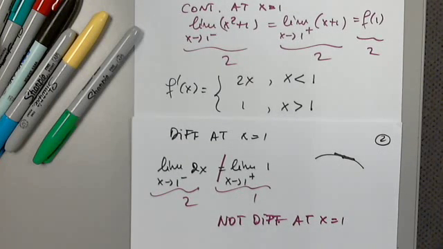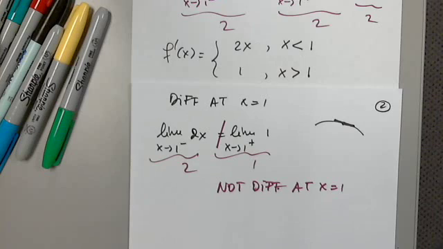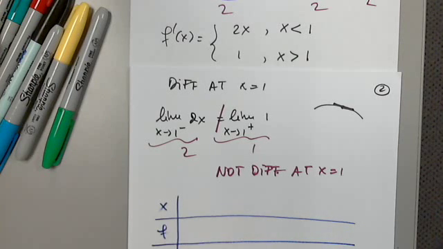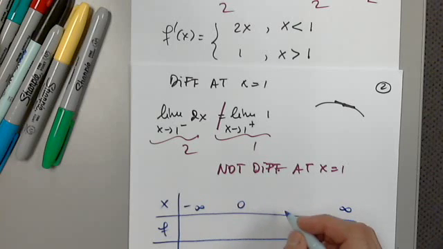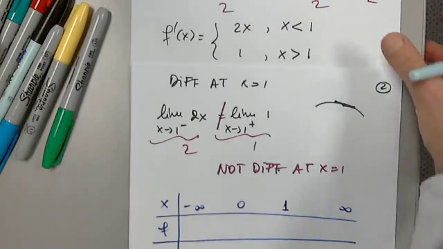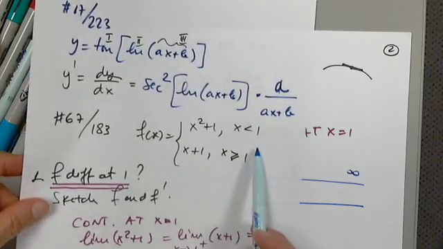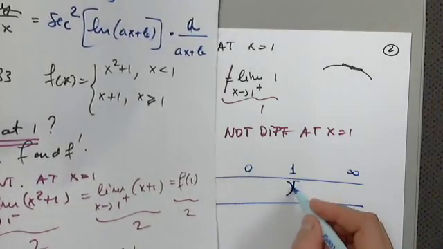Now they are asking us to graph these two functions. They are both piecewise defined functions, and I recommend the following chart. This for f and this for f prime. And negative infinity to infinity, obviously. 1 must be in the chart, 0 must be in the chart. We graphed these piecewise defined functions a long time ago. So to the left-hand side of 1, there is a parenthesis. And to the right-hand side of 1 is a bracket.